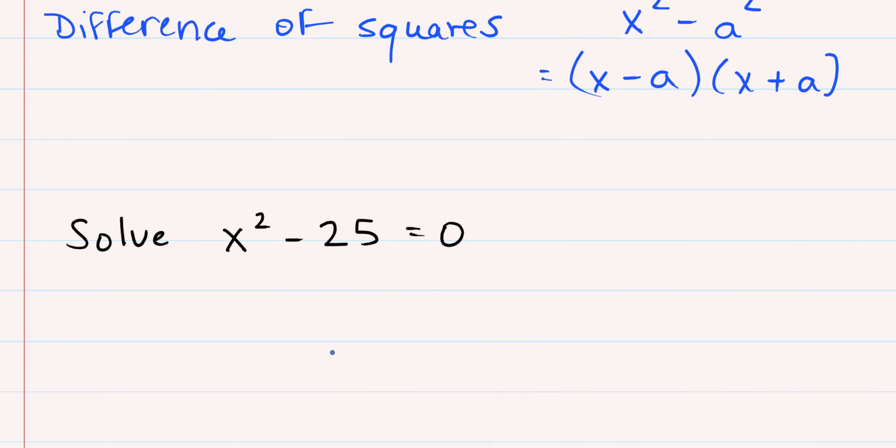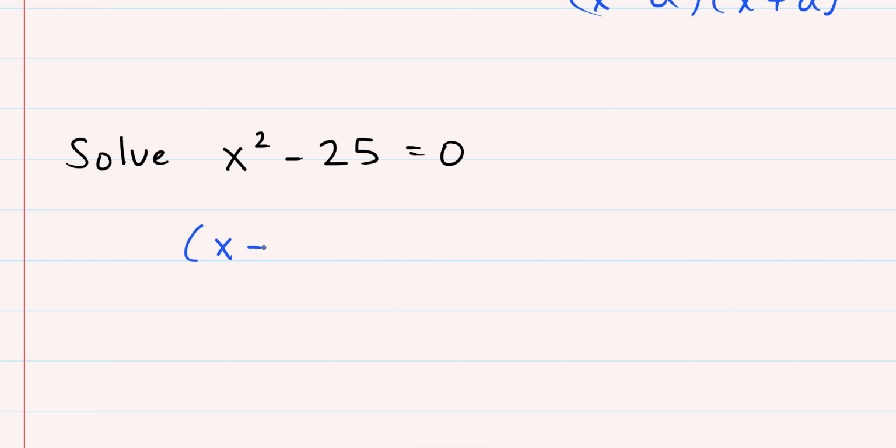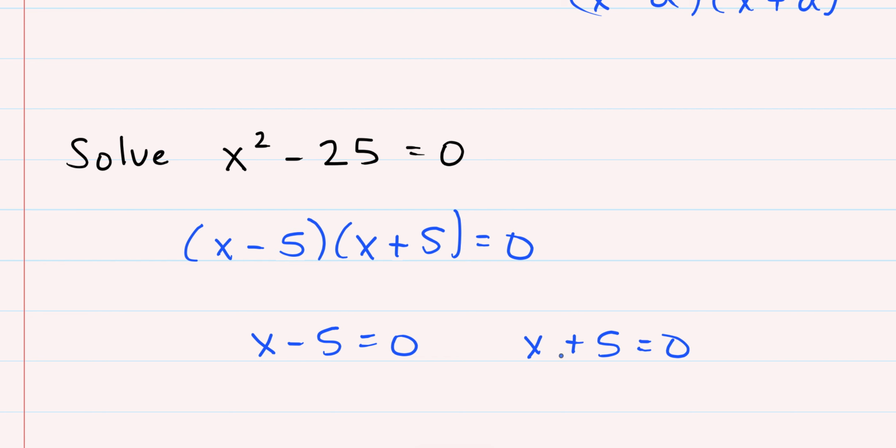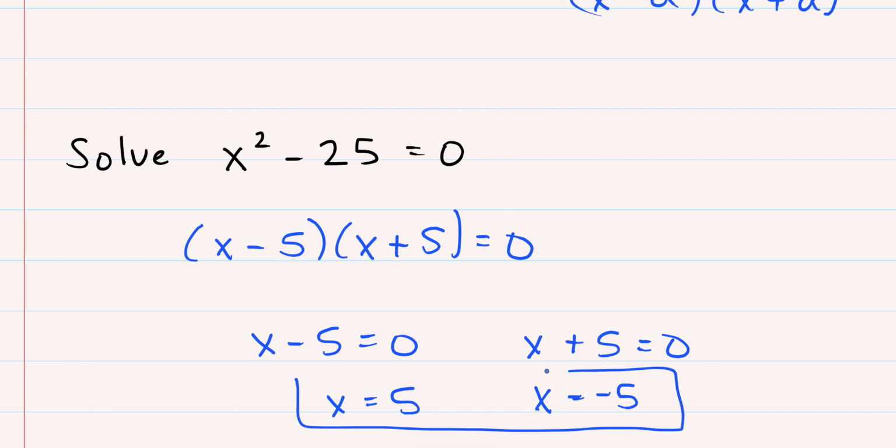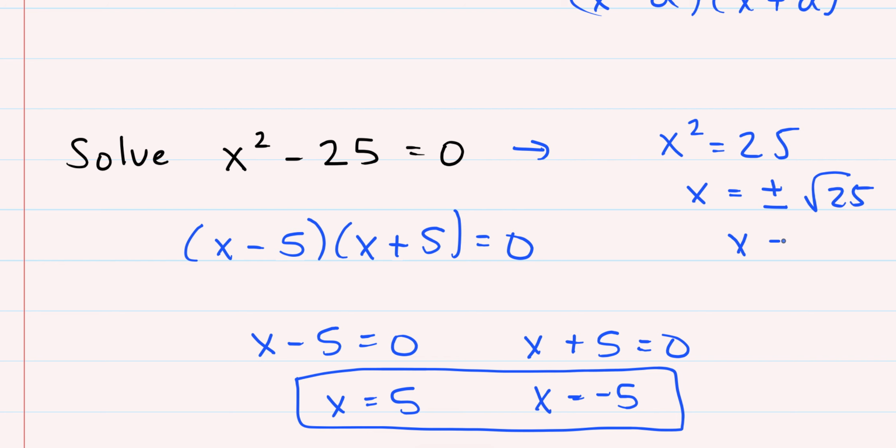To solve x squared minus 25, we put the factored form here. It doesn't matter the order you write these. Set each piece equal to 0. And you get x is 5 and x is negative 5. I also want to mention that another way to solve this is to move 25 to the other side and then take the square root. But when you take the square root, you get a positive and a negative. So you get x is equal to plus or minus 5, which is exactly what I have here.